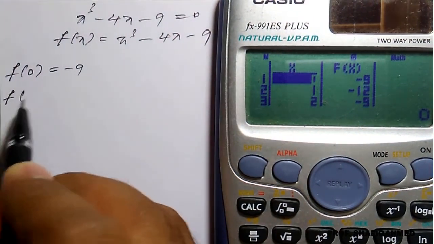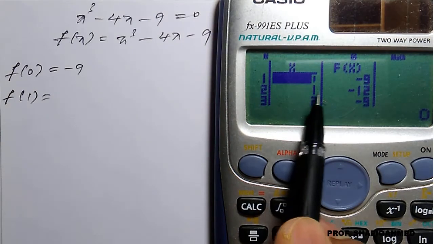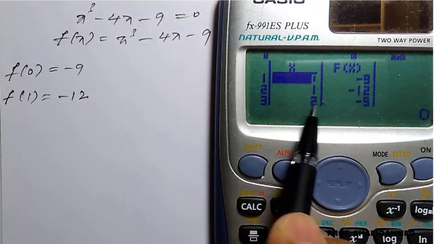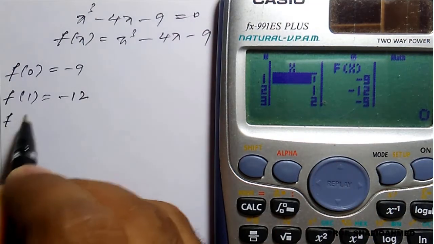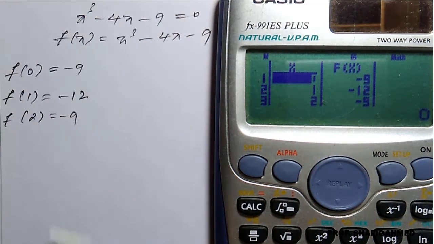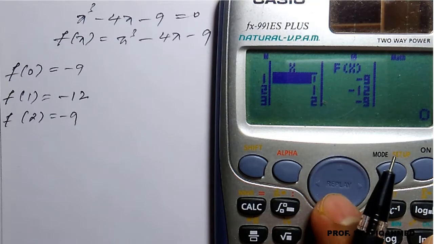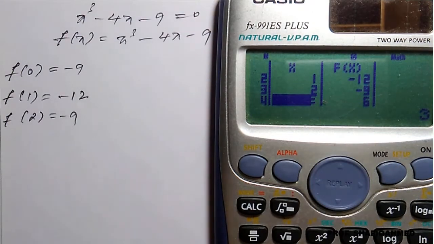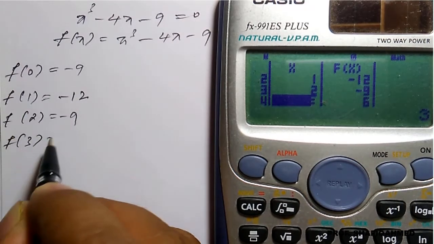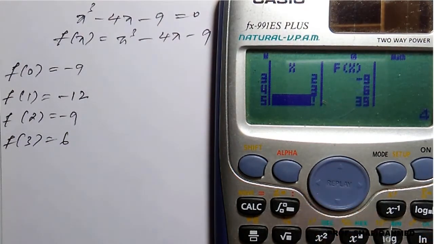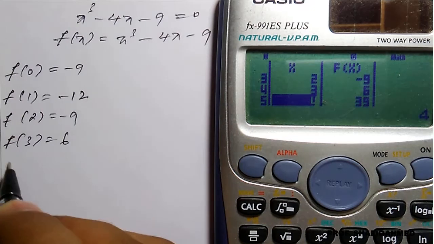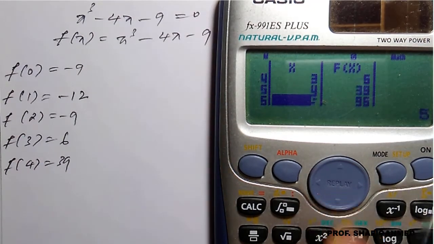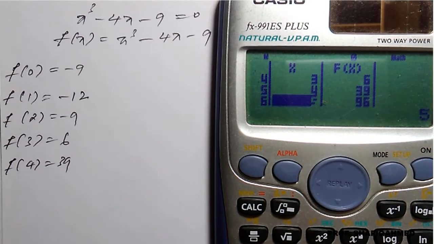Then f of 1 answer is minus 12. F of 2 answer is minus 9. So you use the center button to check the next value. F of 3 is plus 6. Next, continue. F of 4 is 39. Then if you go one more, f of 5 is 96.